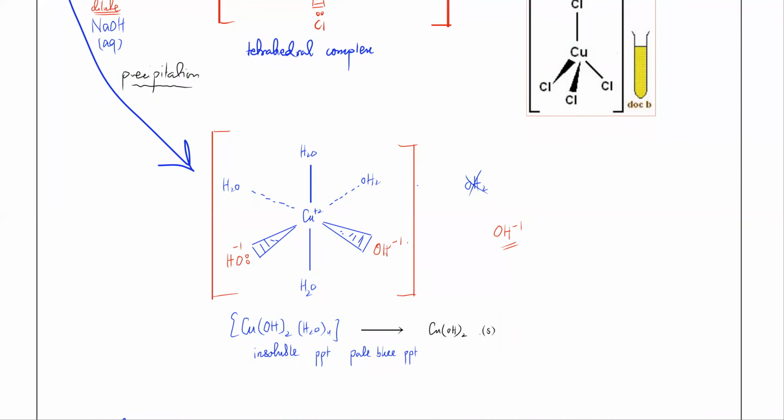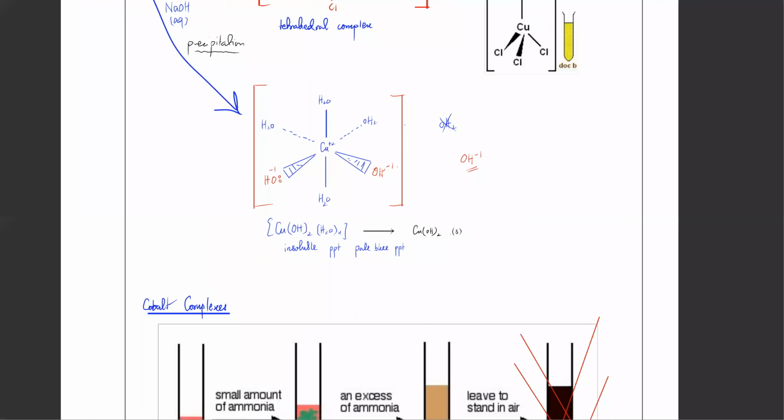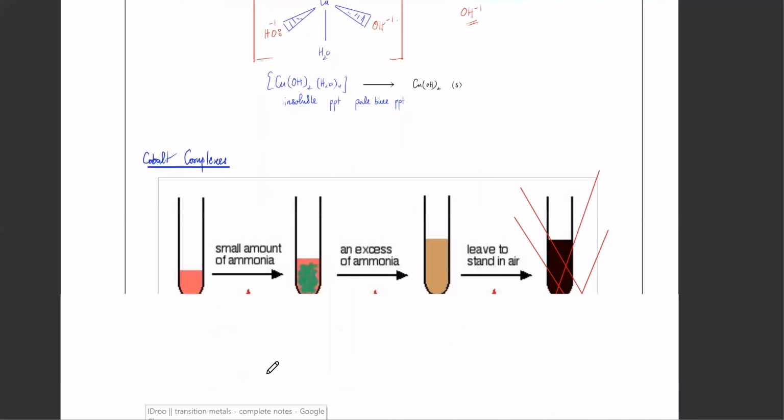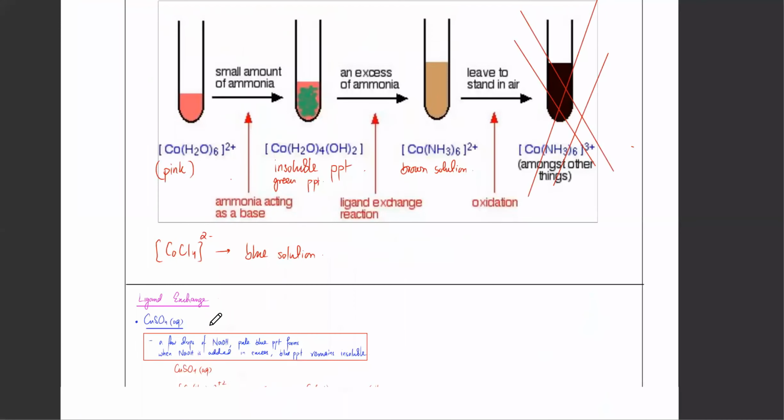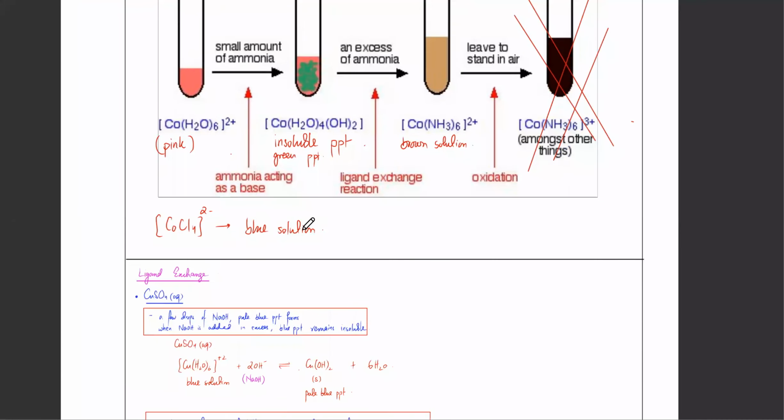So you have to remember all of this. You have to remember the complexes that are formed. The same is true for cobalt complexes. Cobalt with 6 water molecules is pink. If you add OH ions, you get a green precipitate. If you add NH3, you get a brown solution. If it's CoCl4 2-, then it's going to be a blue solution. So they're exactly the same complexes for cobalt, but the colors are different.